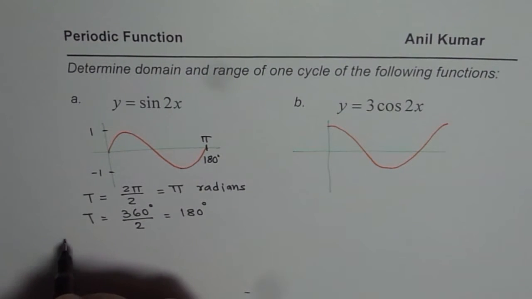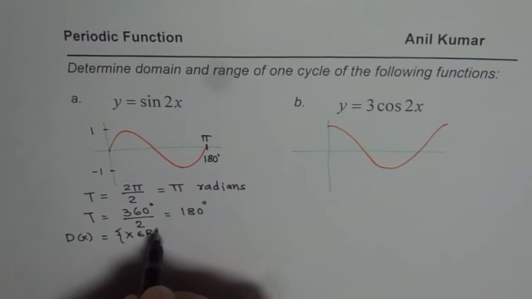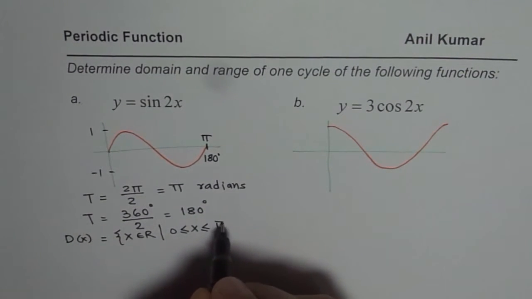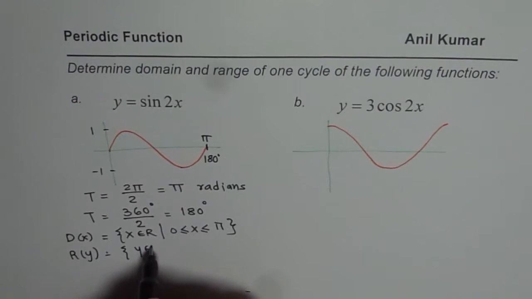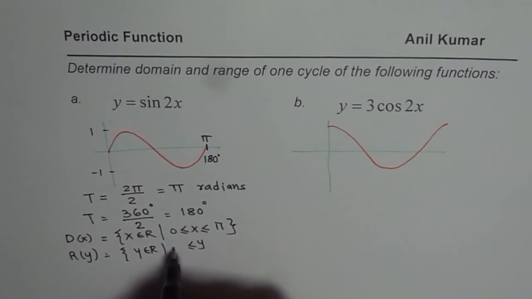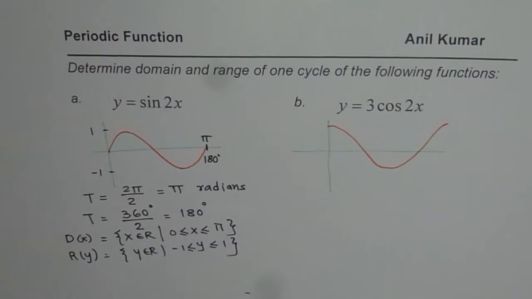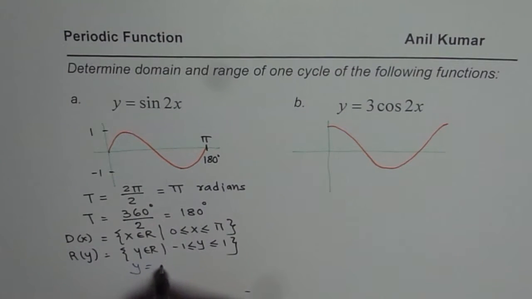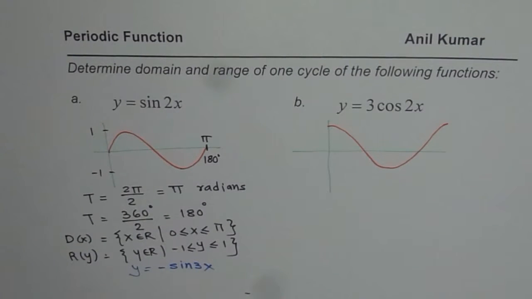So from here we can say that the domain of the function is x belongs to real numbers, where x is greater than or equal to 0 and is less than or equal to, let me use pi. As far as the range is concerned, range is y belongs to real numbers, where y is greater than or equal to minus 1 and is less than or equal to plus 1. Correct? So that is the way to answer this question. Here is a practice question for you. You can take a function y equals minus sine 3x, right? You can write domain and range for this particular function.